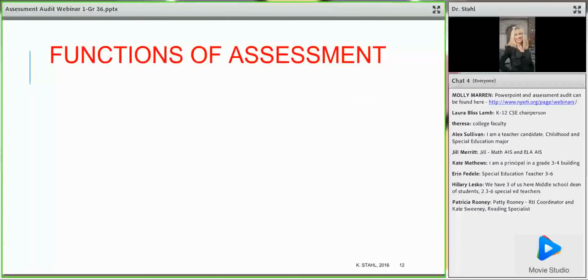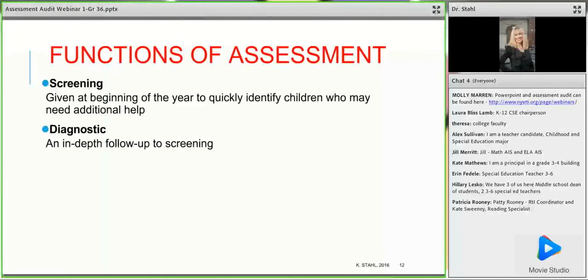And that brings us to what are the functions of assessment that you're going to be looking at. Because we do want to include all assessments and have everybody give the assessments that they're using for each of these purposes. We want to look at assessments that are used for screening, which are administered at the beginning of the year to quickly identify children who may need additional help.